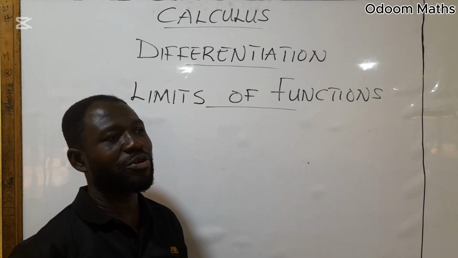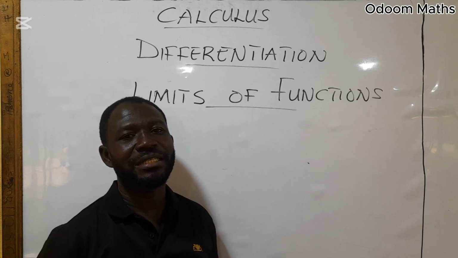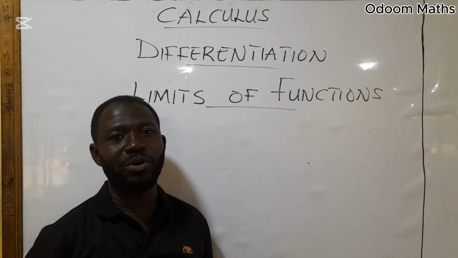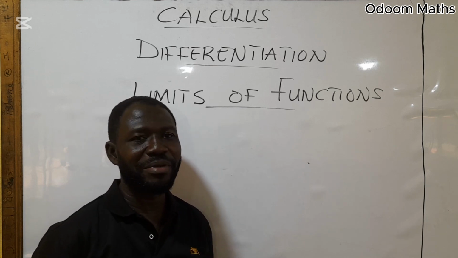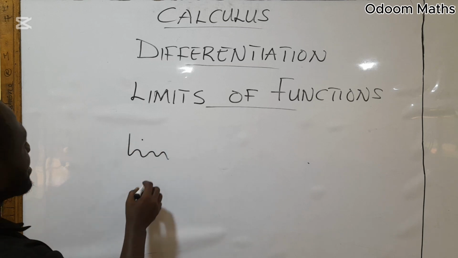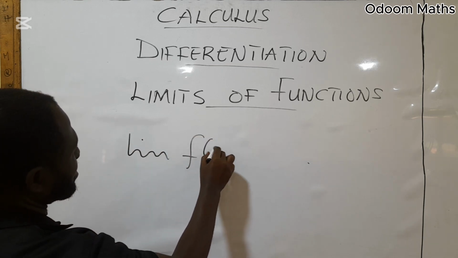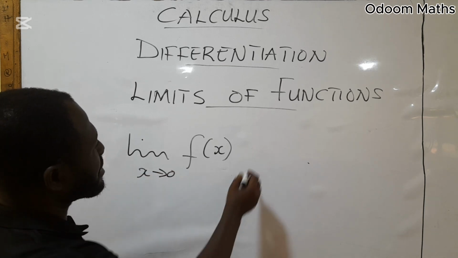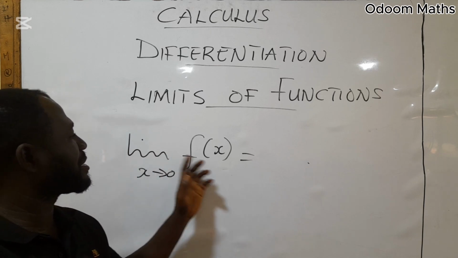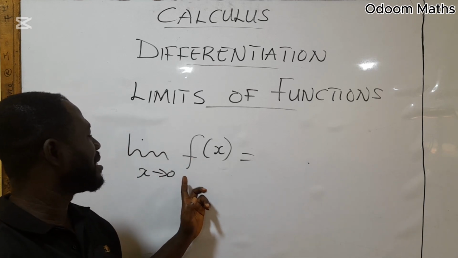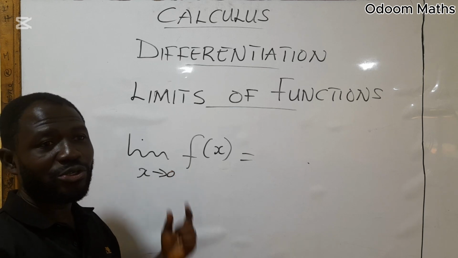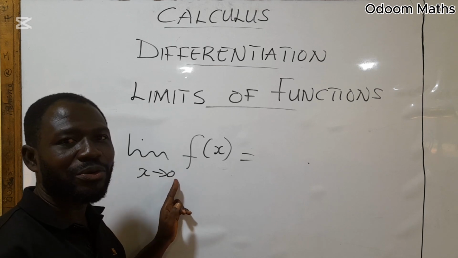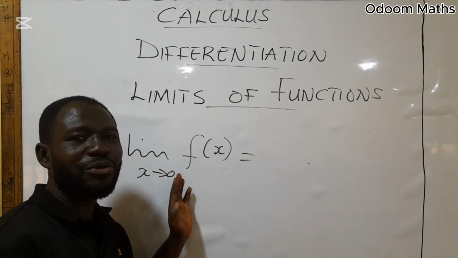Limits of functions. We normally say the limit of the function f of x as x approaches a certain value, or let me say approaches 0, is written as the limit of f of x as x approaches 0. And this can be any value. The limit of function f of x as x approaches a certain value, let's say approaches 0. So I told you it can be equal to 0 or approaching 0 or just approximately equal to 0.